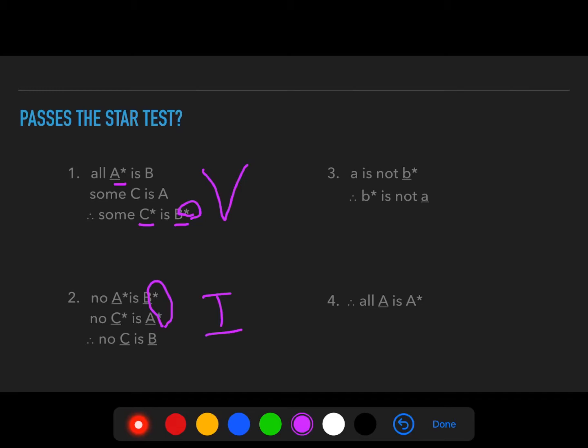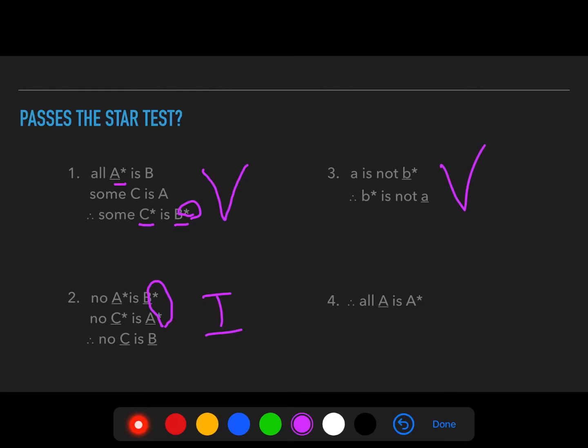Number 3. So let's see. It's got exactly one star on the right, so that's satisfied. Is every capital letter starred exactly once? Well, there are no capital letters, so we don't have to worry about that. Notice that the small letter B is starred twice, and A is not starred at all. But because they're small letters, it doesn't matter. It only matters that every capital letter is starred exactly once. So this actually passes the STAR test. It's valid.